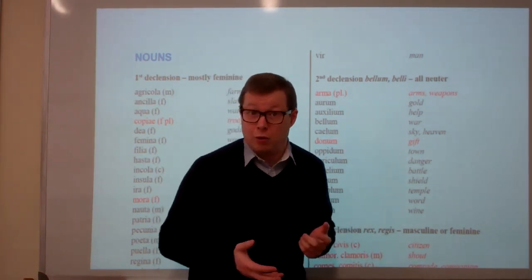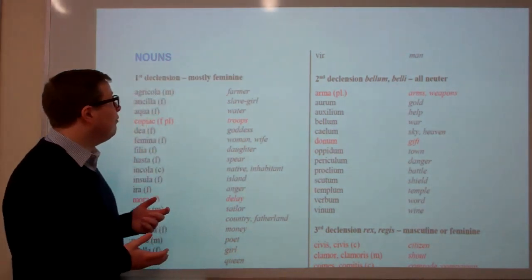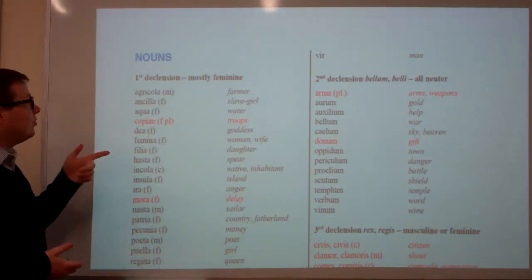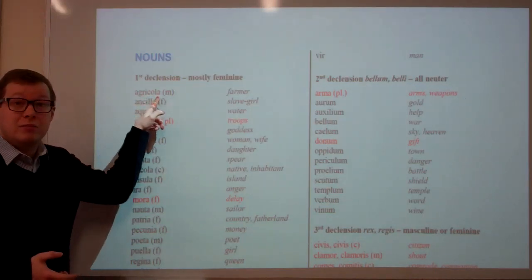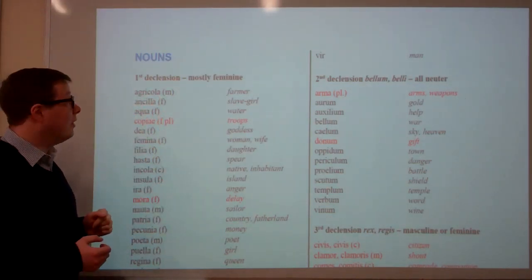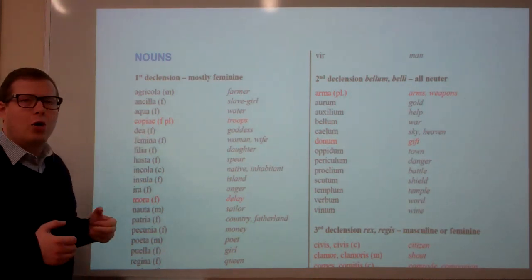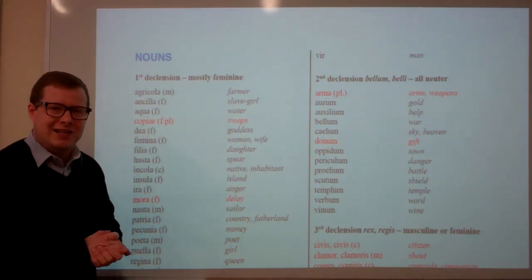Nouns can be singular or plural, logically, and in fact we can see that early on in this first vocabulary list. Agricola, farmer, is singular, there's only one farmer, whereas copiae, troops, are plural. In fact, copiae are always plural. It's not possible in Latin to say troop.